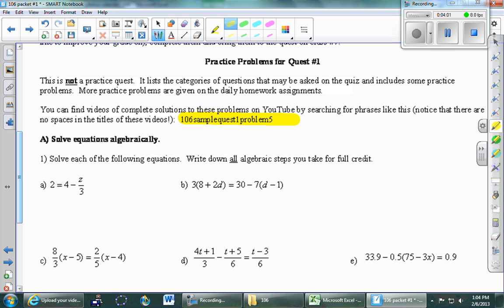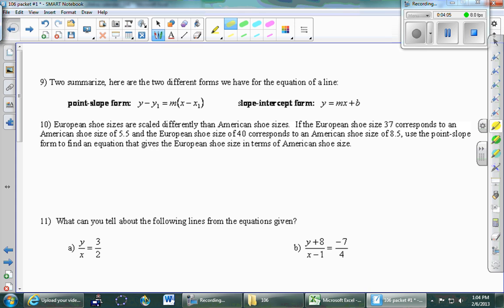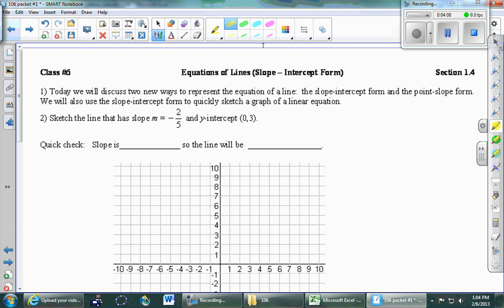Okay, so let's go back to page 30. Again, not going to be on the quiz, or on the quest, but let's see what we can do here. So we'll jump up to number 1, and we'll start in the back. Joe. Page 30, number 1 at the top.